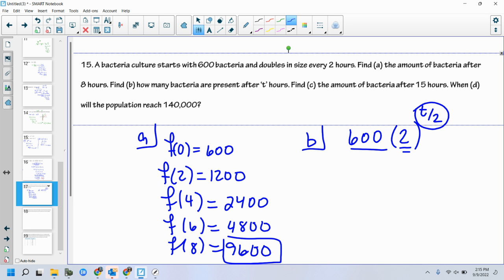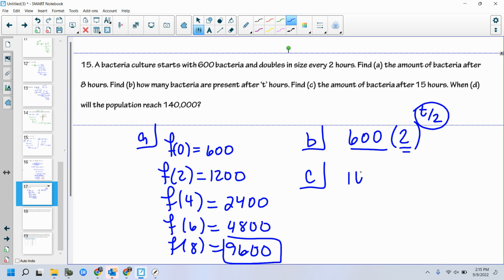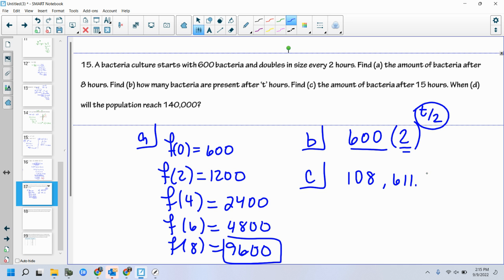So there's my function. And now part C says, find the amount of bacteria after 15 hours. So I'm going to say 600 times 2 to the 15 over 2. We'll just do 7.5. 108,611.6. Sure. I have 108,611 on my key. Sure. Bacteria.